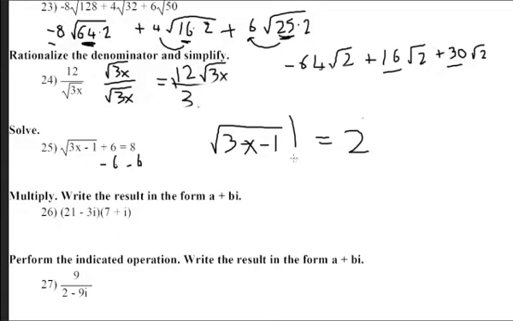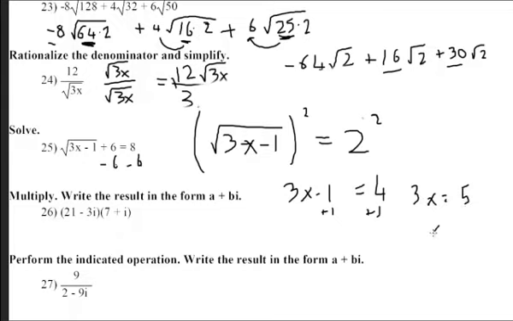You square both sides, because the square of the square root of 3x minus 1 is just the 3x minus 1. Don't forget to square this side. It's 4. We're squaring. We're not square rooting. We're squaring both sides. Looks like I'm going to add a 1 to both sides. So 3x equals 5. So x must be 5 over 3. Divide both sides by 3. There you go. That's the answer. Right, that's that one done.